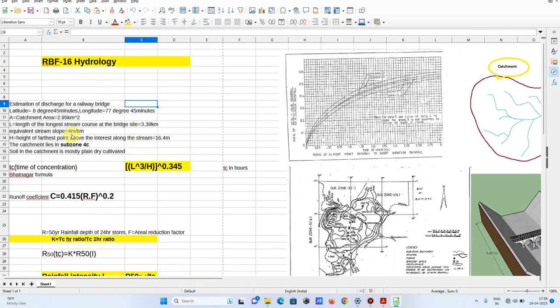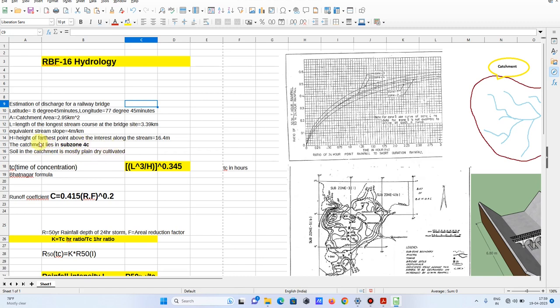The other input data they have given is the equivalent stream slope, that is 4 meters per kilometer, and the height of the farthest point above the intersection along the stream, 16.4 meters, which we have already discussed. The catchment lies in subzone 4C, which is the hydrological zonal classification for India. And the soil in this catchment is mostly plain dry cultivated. So they have given the type of soil in this catchment area.